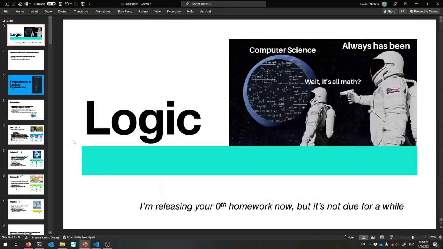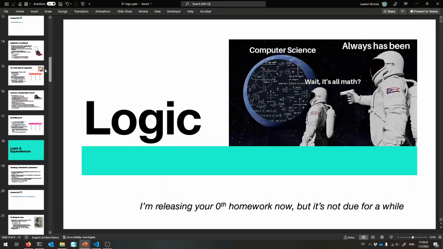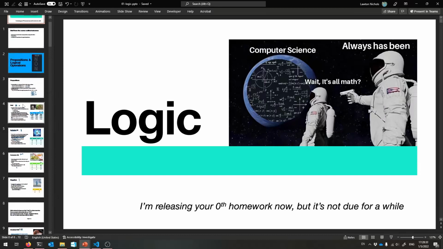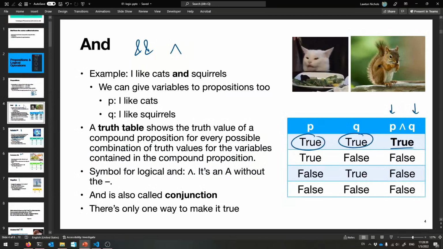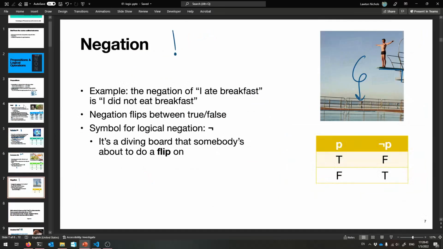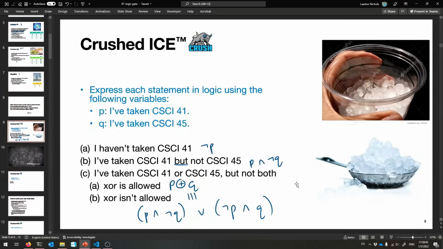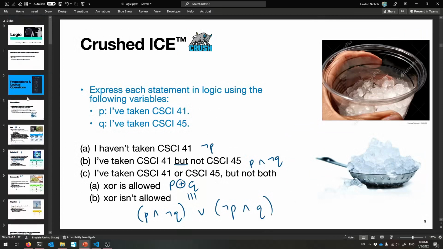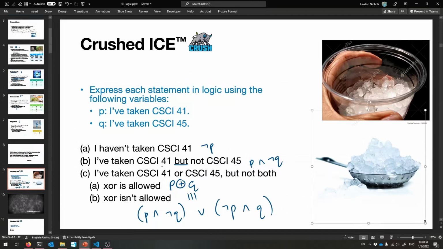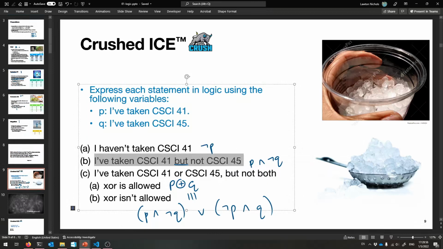All right, welcome back. We're going to continue with these logic slides. So we stopped last time learning about all the different logical combinators. There are more, but we learned the big ones: and, or (inclusive and exclusive), and negation. And then we manipulated those logical operations to build up bigger sentences with them, right? So we were talking about, okay, I've taken CSCI 41, but not CSCI 45. That's really an and with a negation.